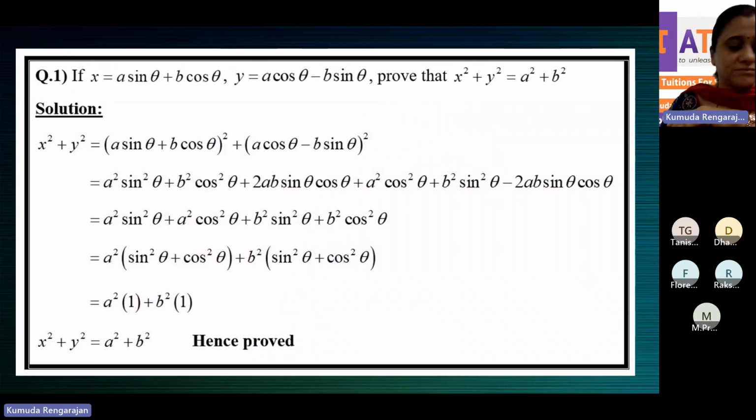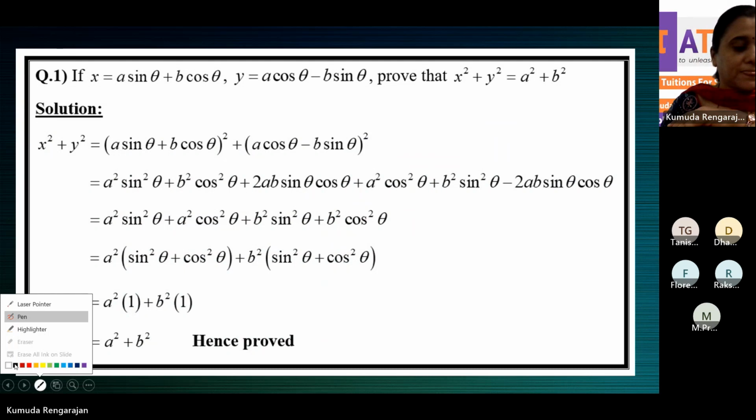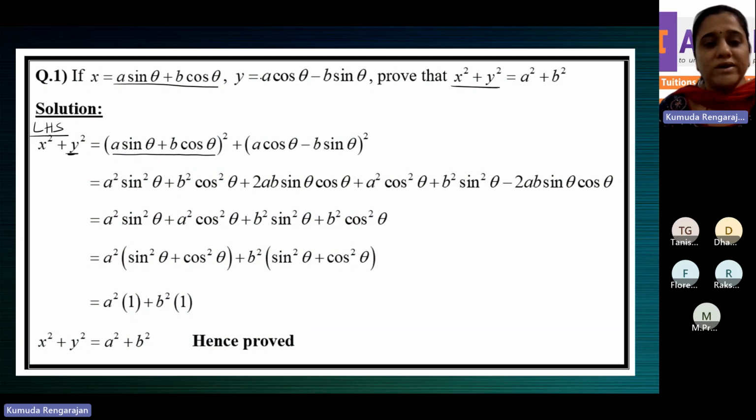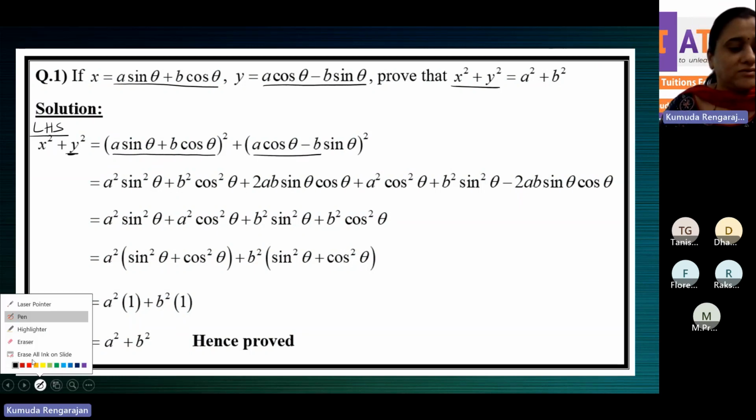So see it here. Let's take up the left hand side, x squared plus y squared. So x is given to be a sine theta plus b cos theta, squared, plus y, which is this one, squared. So now we'll expand this.